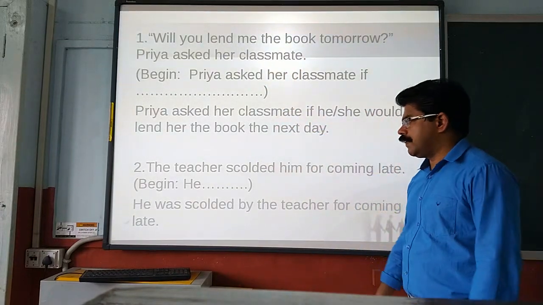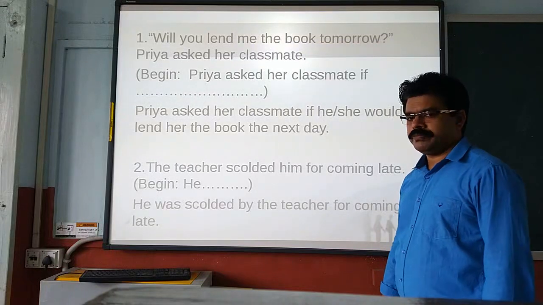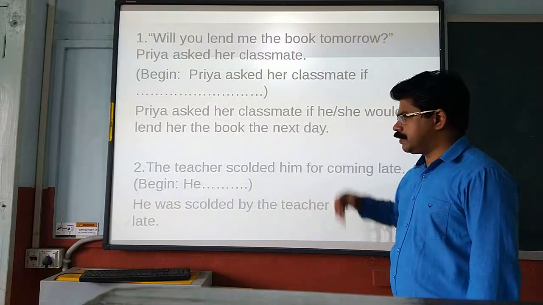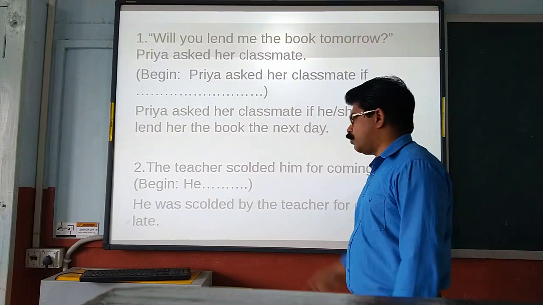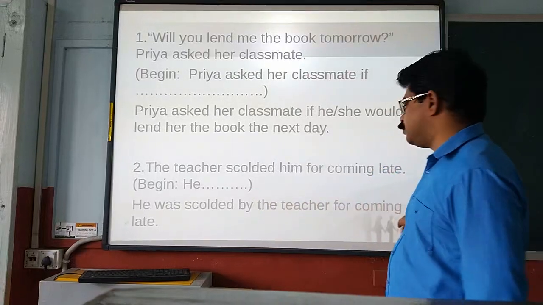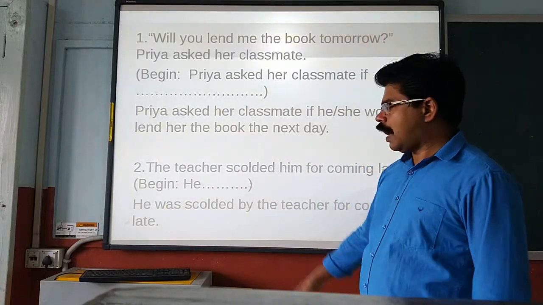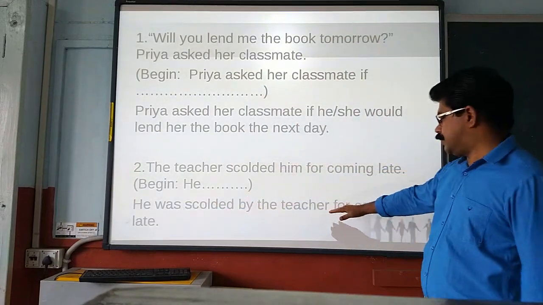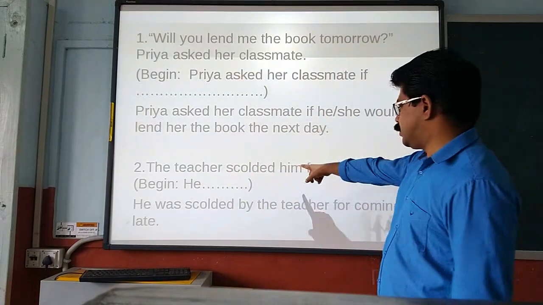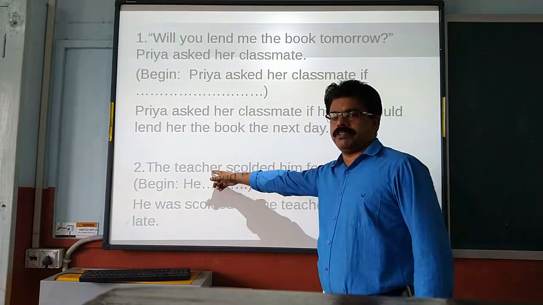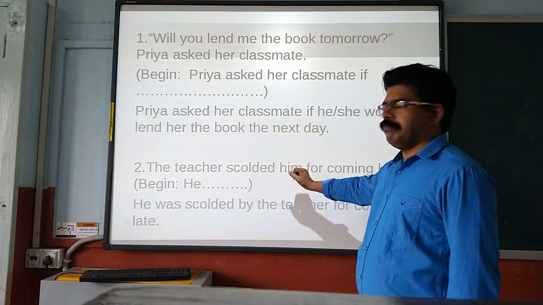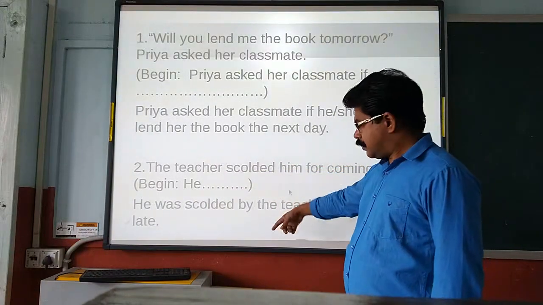Now let's see the second question. The teacher scolded him for coming late. Just a statement is given here, an assertive sentence. The teacher scolded him for coming late. Begin, he. The answer is given as, he was scolded by the teacher for coming late. Now if you take this answer and see this sentence, the teacher scolded him: subject, verb, object, coming late, him. Now here we can see the answer and this one.